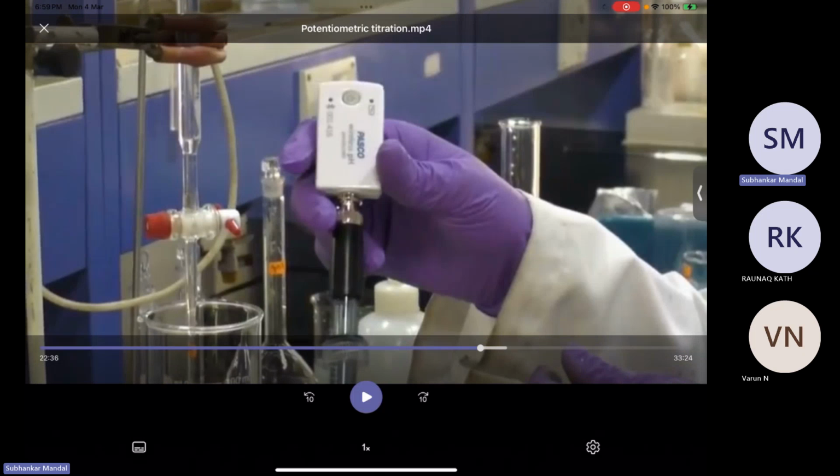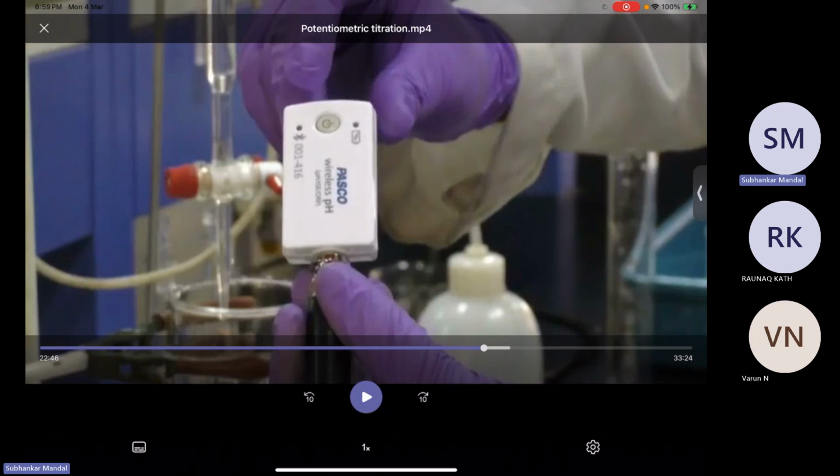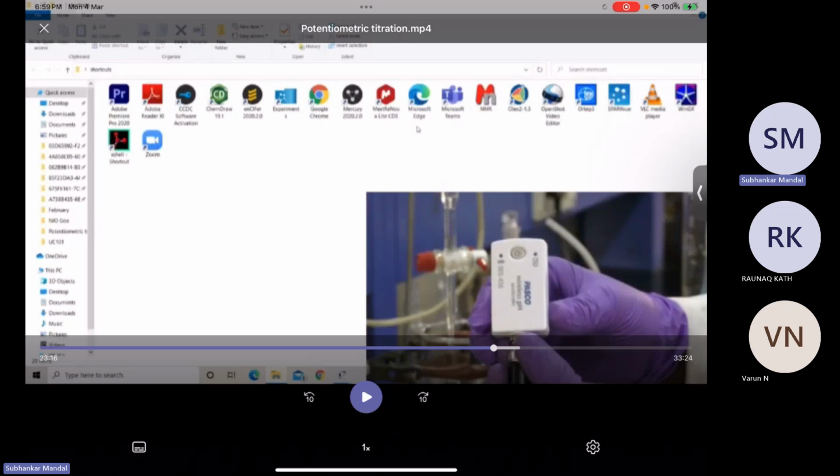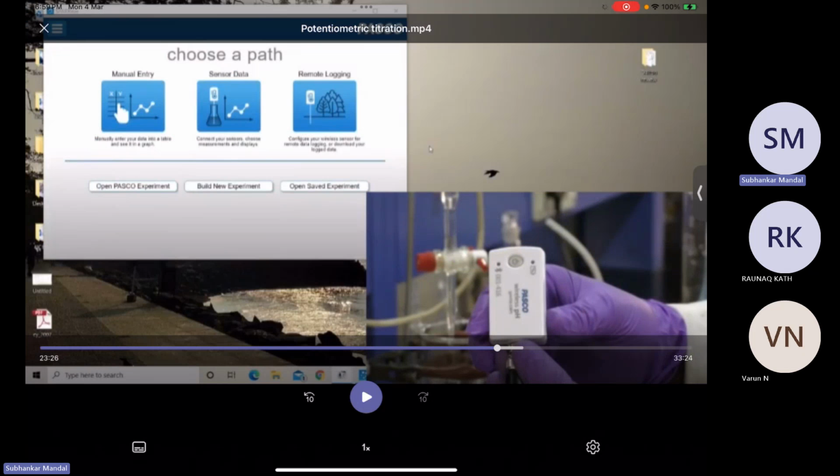So this is what is called Bluetooth connected. You can connect with your device, meaning your laptop, and there is software for it. So this device can connect with the software on your laptop, and you can do conductometric titration, pH meter titration, as well as potentiometric titration.